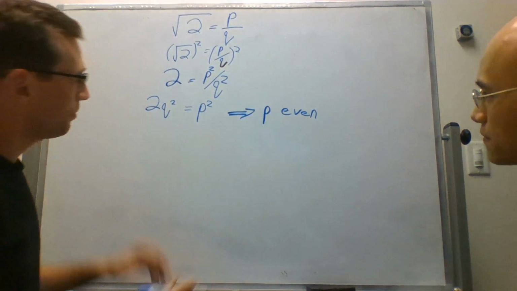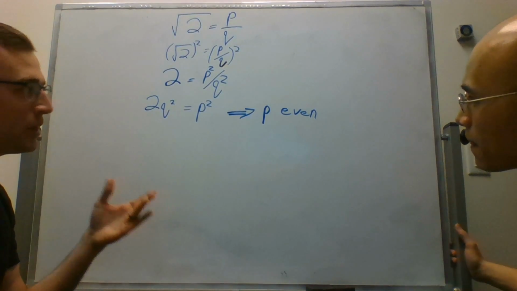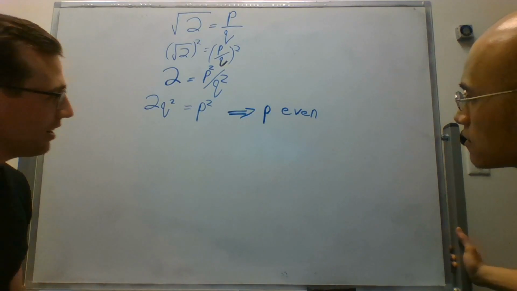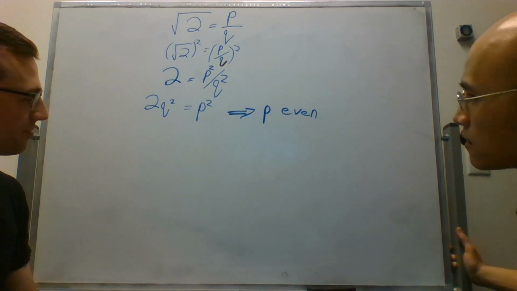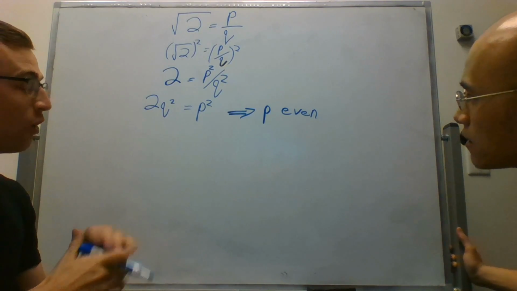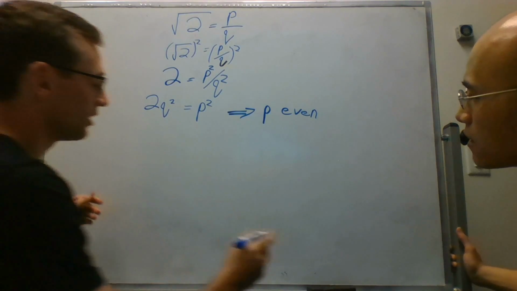P is even. Now, if P is an even number, we have two cases here. Either P is some odd number times 2, or P is an even number times 2. So let's take a look at this.